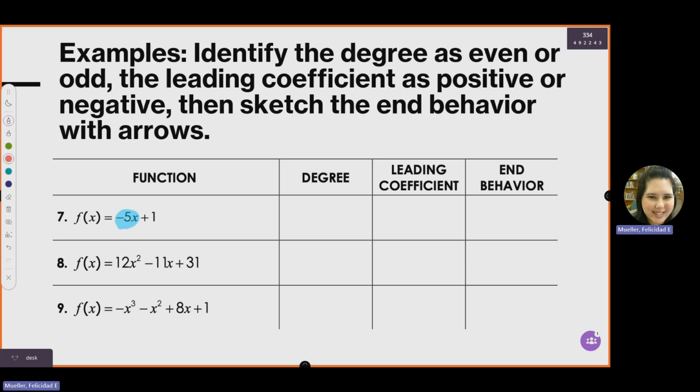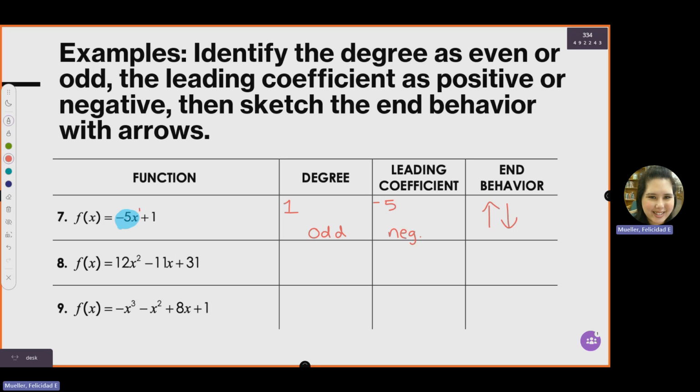If I do not see an exponent, there is an exponent of 1. So in this case, my degree is 1. My leading coefficient is -5. So that means I have an odd negative, which would tell me that my graph goes up first and then down. So that's how we're going to fill it out.